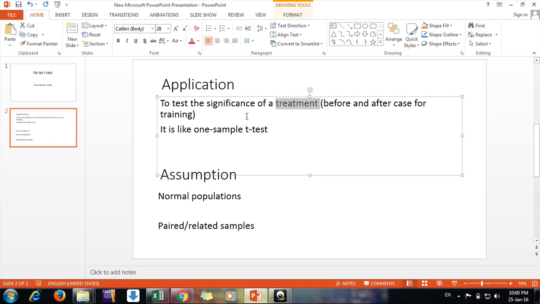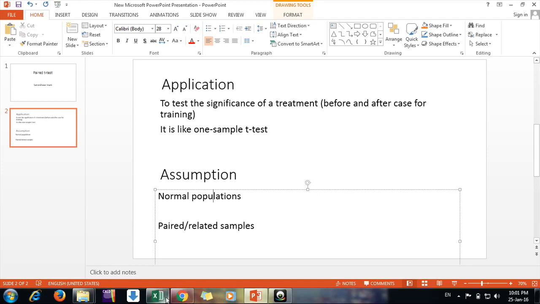For that purpose, in that situation, we can do a paired t-test to analyze the significance of the treatment, the training we have given. Here we have a before and after case for the same unit in our sample, just to measure the impact of training. So it is like a one sample t-test for their differences. We will see in the example. The assumptions are that the populations are normal, and the samples are not independent, they are paired related samples.